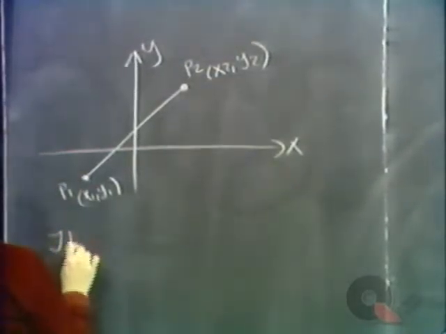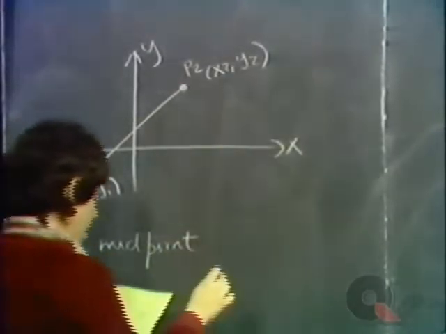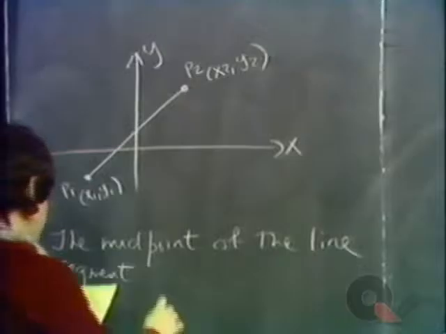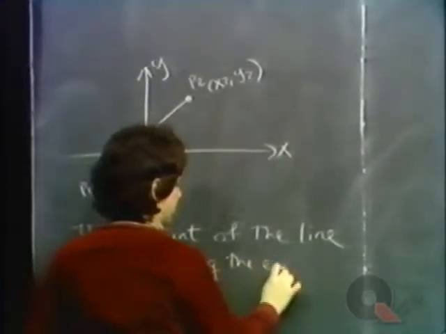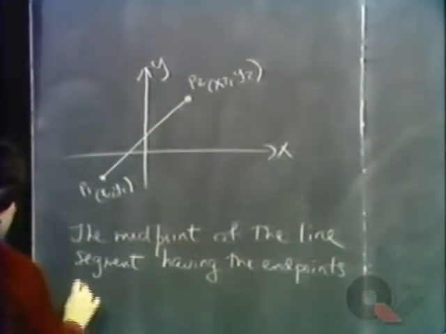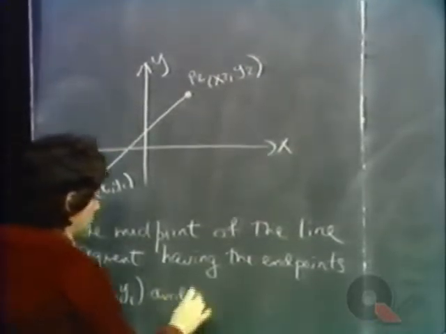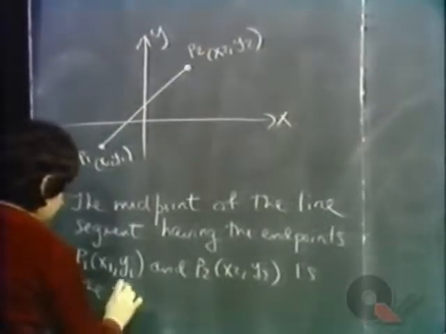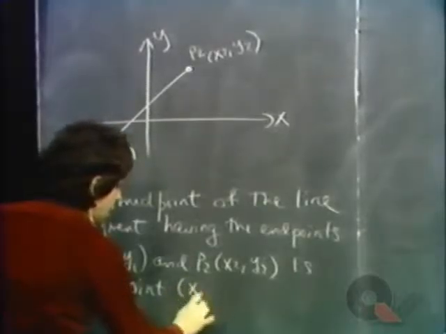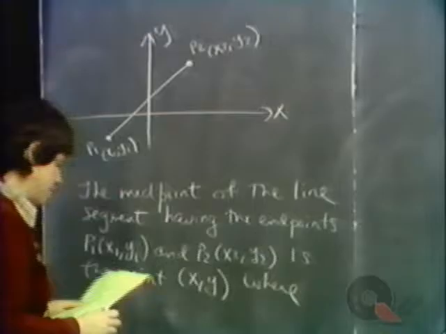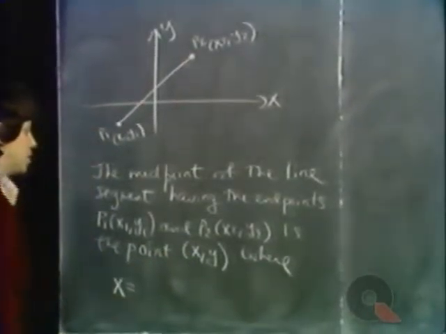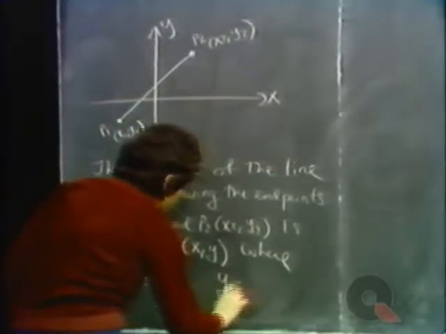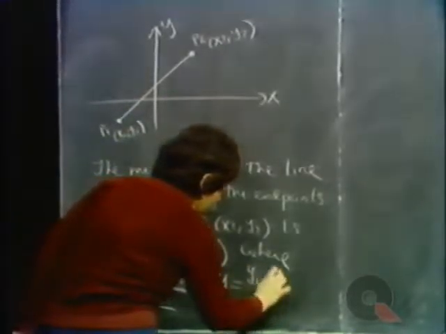The midpoint of the line segment having the endpoints P1, x1, y1, and P2, x2, y2, is the point x, y, where x and y are given by the following formulas. The x coordinate of the midpoint is found by adding up the x coordinates of the endpoints, x1 plus x2, and dividing by 2. And the y coordinate of the midpoint is found by adding up the y coordinates of the endpoints and dividing by 2.